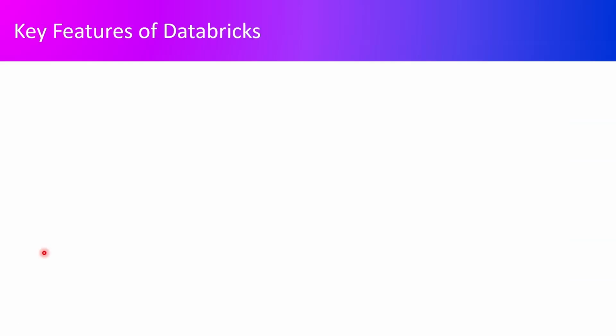Now that we know what Databricks is, let's look at some of its key features that make it stand out. The first one is Delta Lake. This is an open source storage layer that makes data lakes reliable. Normally, raw data lakes can get messy. You might end up with corrupted files or duplicate records. Delta Lake solves this by adding ACID transactions, the same kind of reliability you get in a database. This means you can do updates, deletes, and merges safely, and your data lake doesn't turn into a data swamp.